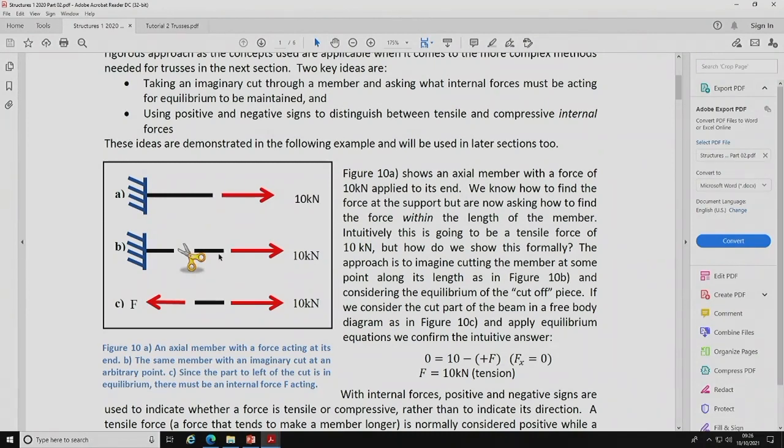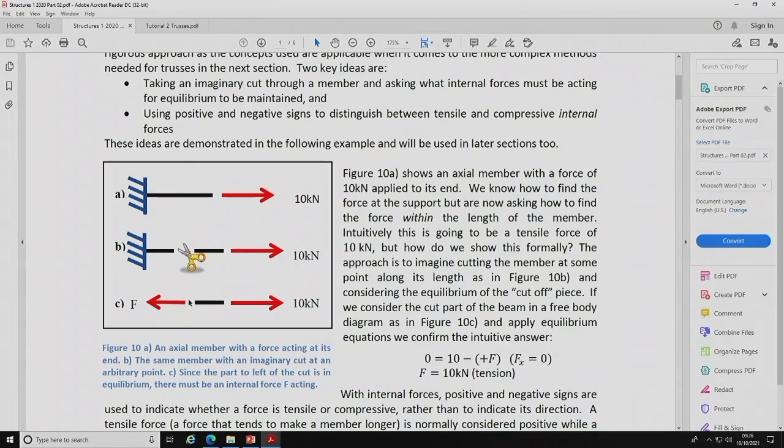Now if you consider this bar, which you have cut, the question is, what will make this bar be in equilibrium? Because the load put on the original structure is in equilibrium. So if a structure is in equilibrium, each and every part of it is in equilibrium. So if we separate it out and draw the free body diagram of this part, then that must be balanced on the other end by an equal and opposite force. So the force within the structure must be the same 10 kilonewton.